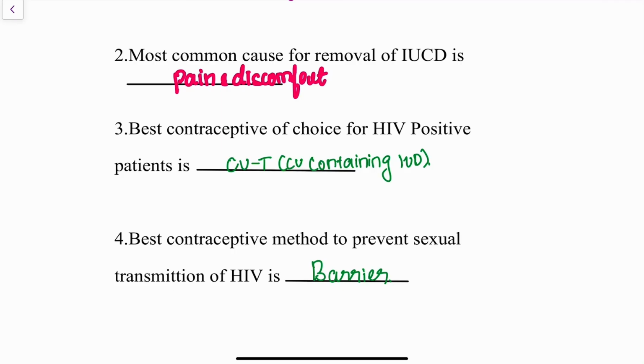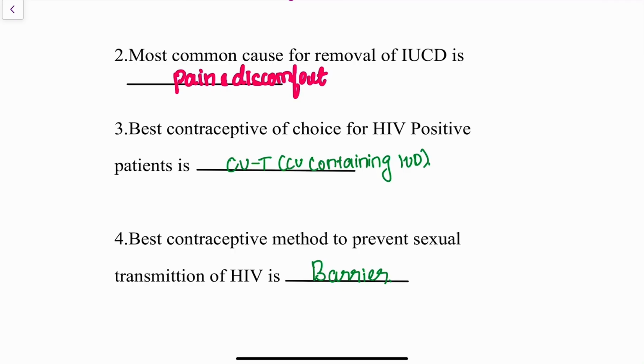Why? Because, as we have discussed earlier, this is one of the most effective contraceptive methods, and at the same time it is a longer acting contraceptive device. It also doesn't have any side effects with respect to hormonal intrauterine contraceptive devices, so the hormonal side effects are avoided. It is just a copper containing intrauterine contraceptive device which is inserted inside the uterine cavity.